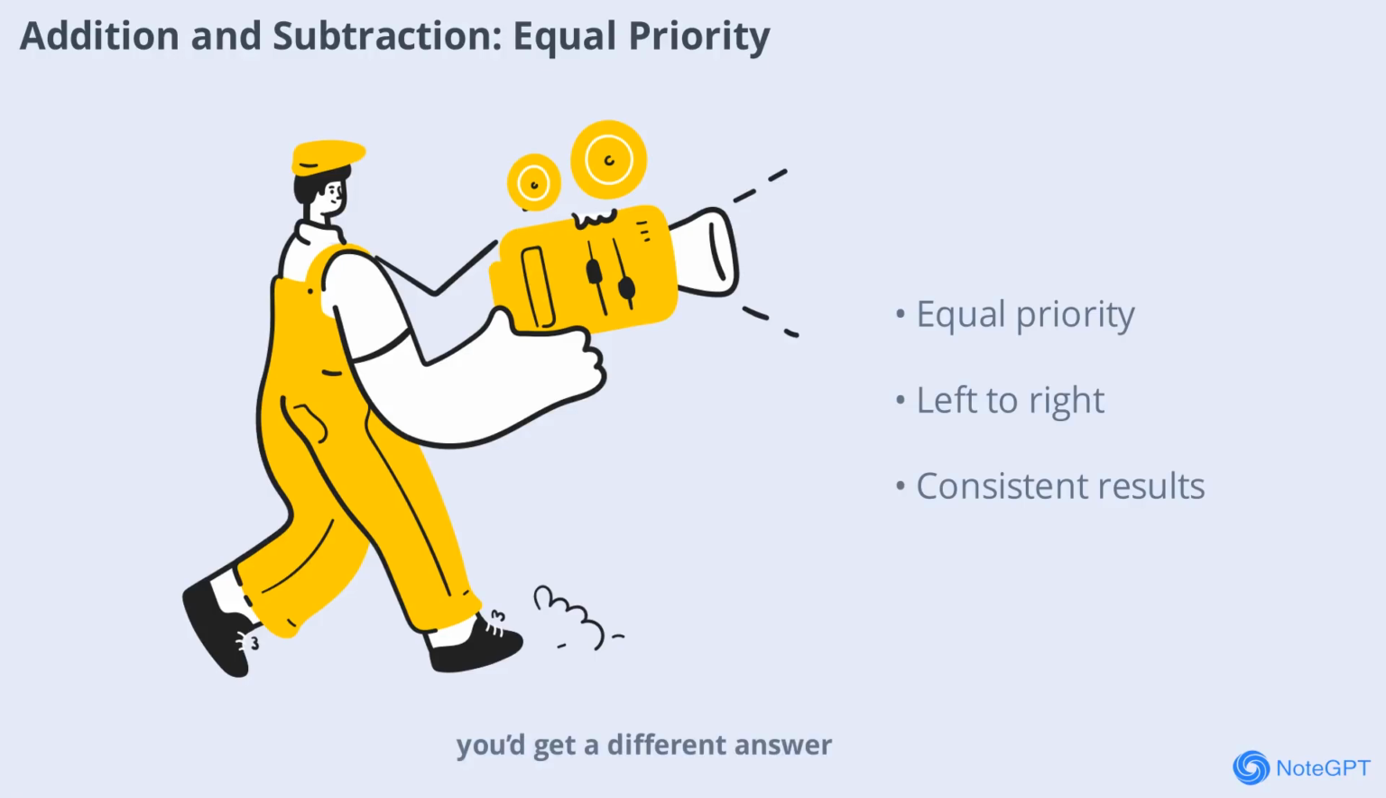If you add first, you get a different answer. This rule keeps calculations consistent and helps you avoid simple mistakes. Remember, left to right is key for these operations.